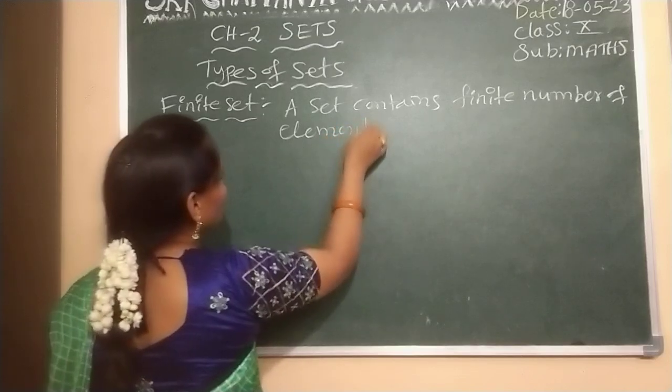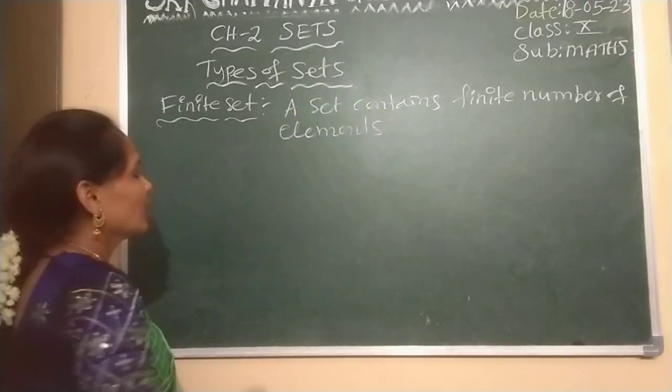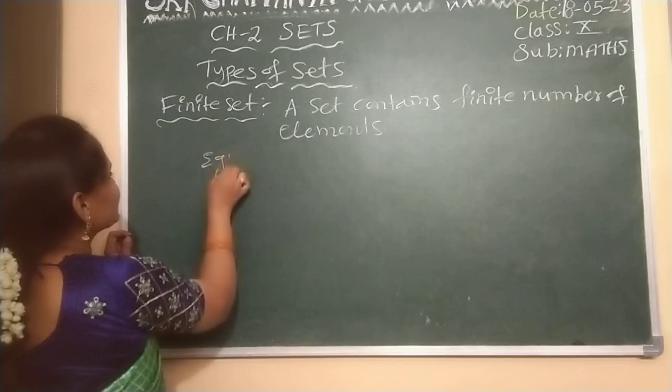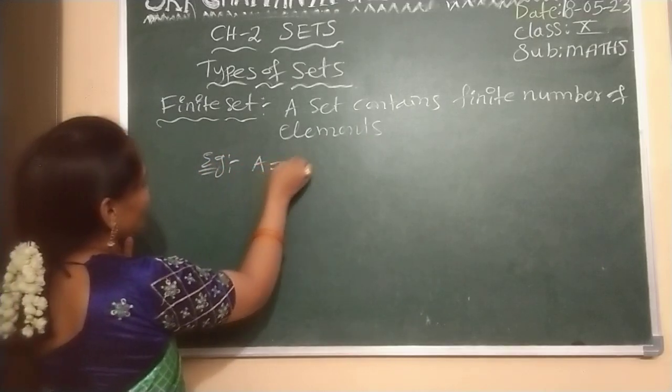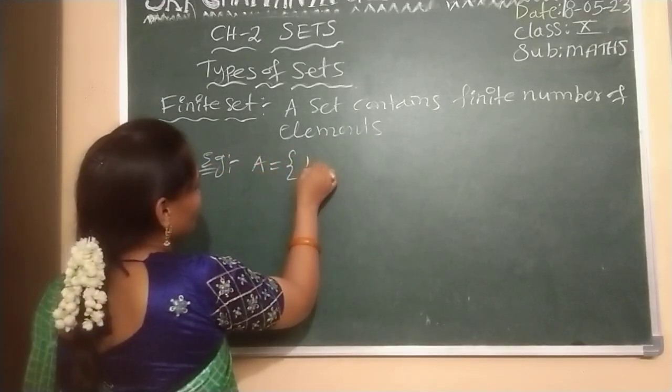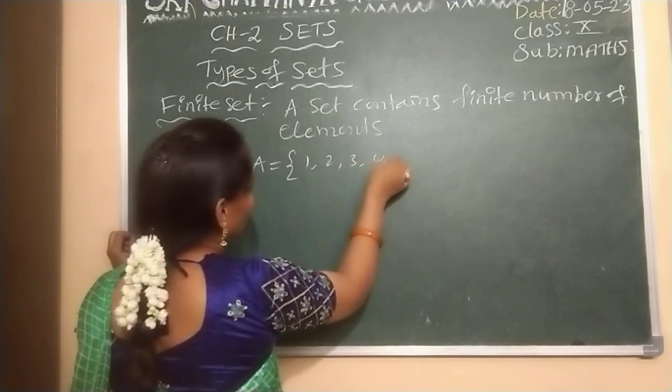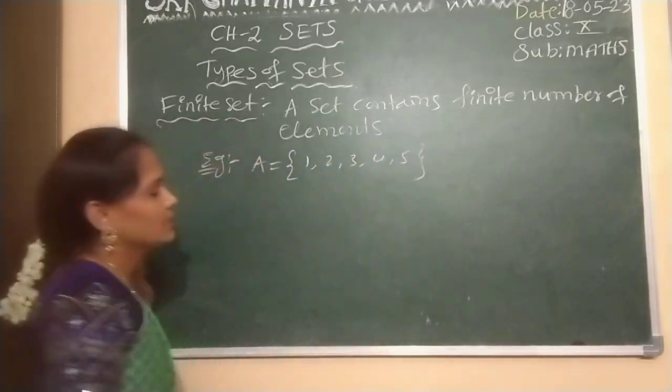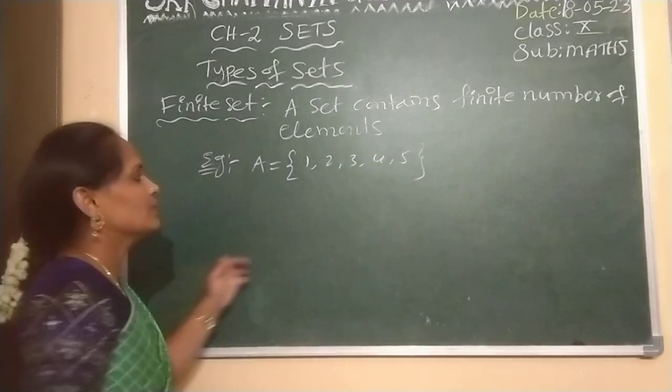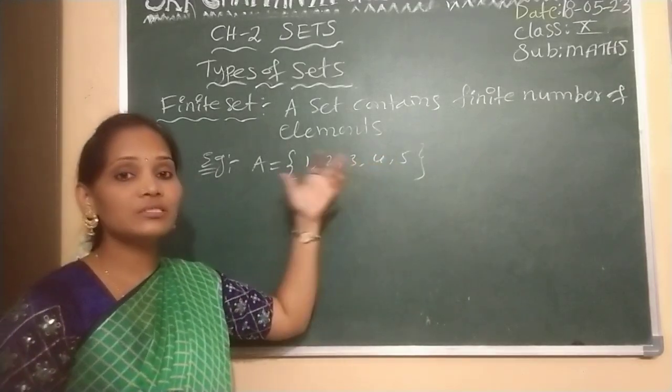That is called a finite set. Example for this finite set, let us take one set. I am taking A = {1, 2, 3, 4, 5}. The set contains these many elements. How many elements? 5 elements.